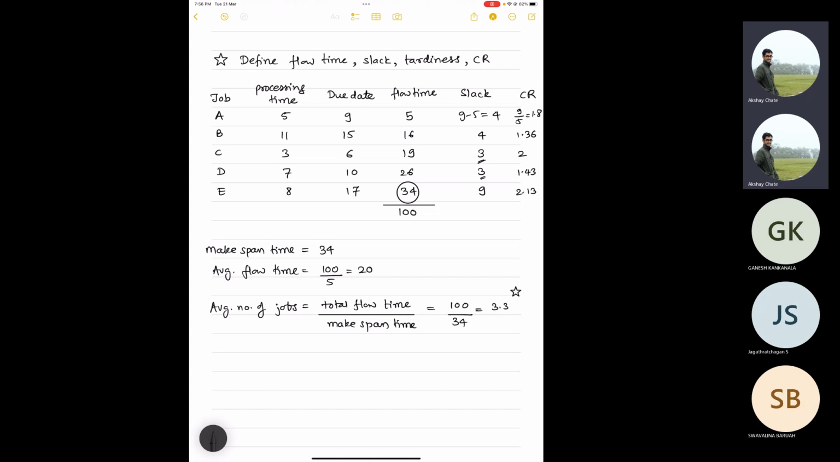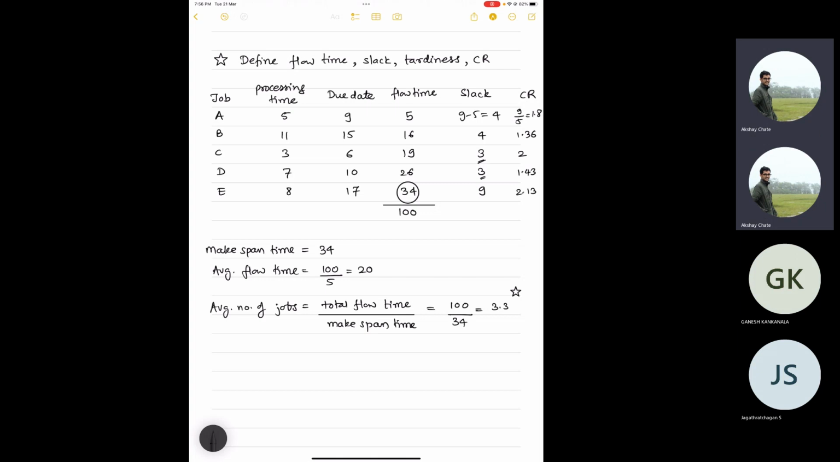Other than that, this tardiness and all, we'll talk about in the examples because there is not enough space here. If I put it here, it will become quite cluttered. So let's go for an example and then we can discuss this. Let me take one example which was asked in the GATE exam, I think.